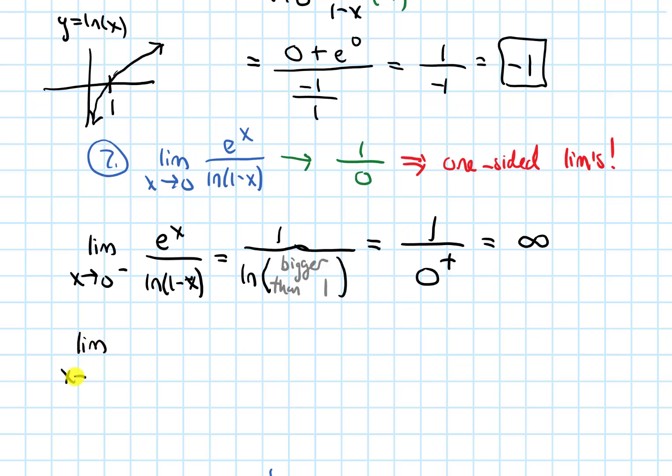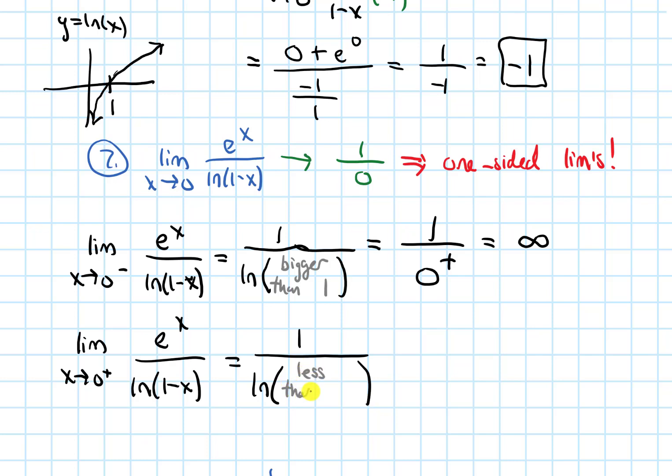Similarly, if I do the limit as x approaches 0 from the right of e to the x over ln of 1 minus x, there's no issue with plugging in 0 into the top. That gives me 1. On the bottom, I'll now get ln of a number that is a little bit less than 1. If I look to my ln graph, if my input is something a little bit smaller than 1, but getting close to 1, the outputs are going to be getting close to 0, but they're going to be negative, a little bit less than 0. So I'll write 0 with a little negative sign. So this is 1 divided by 0 with a little negative sign. That's going to be negative infinity.